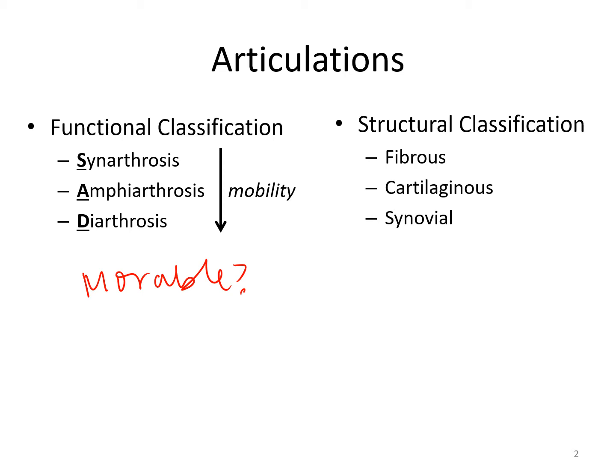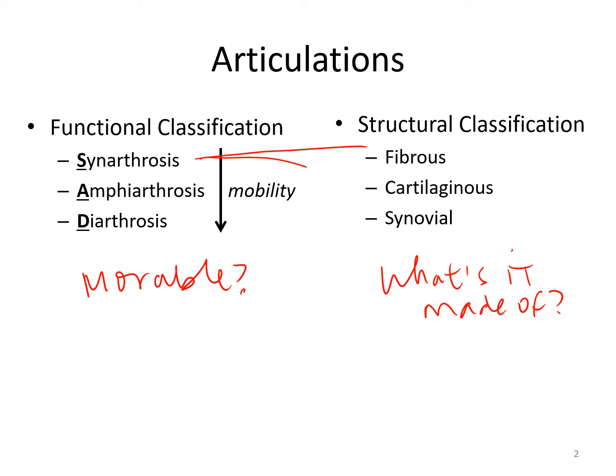Structural classification of a joint is basically what is the joint made of? Okay, so some of our joints are fibrous, some are cartilaginous, and some are synovial. So you probably heard of these terms before, but we're going to really dive into what they mean. Now, when you're learning these functional and structural categories, you can kind of say that Synarthroses are usually fibrous or cartilaginous.